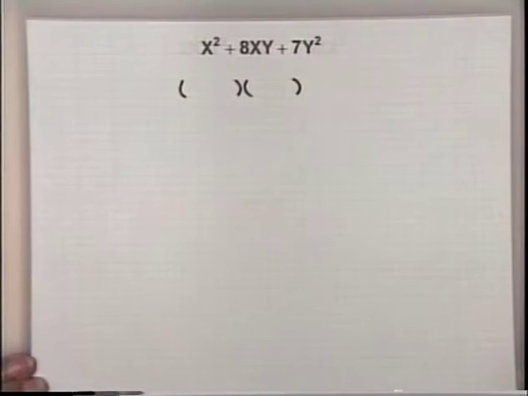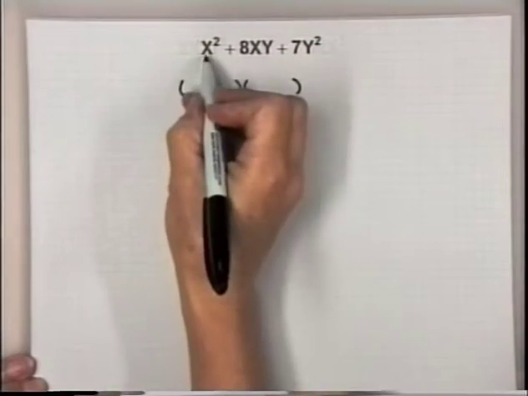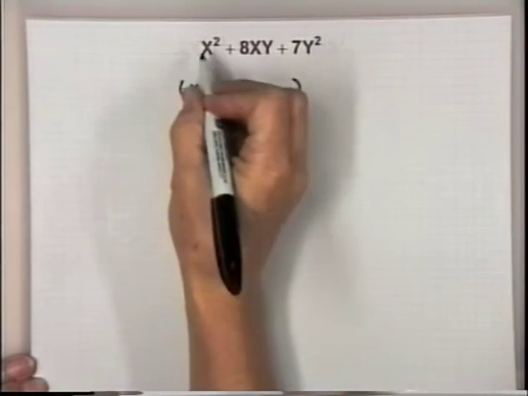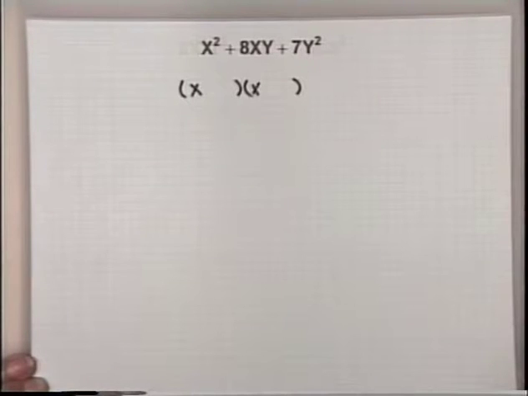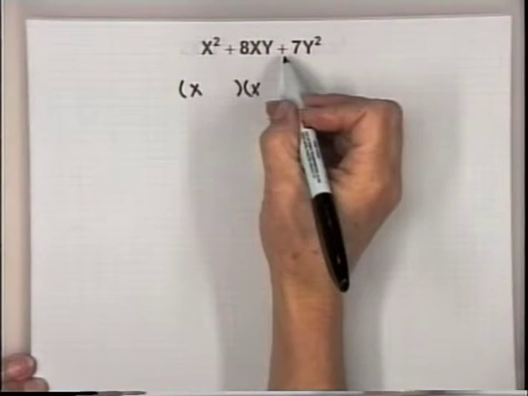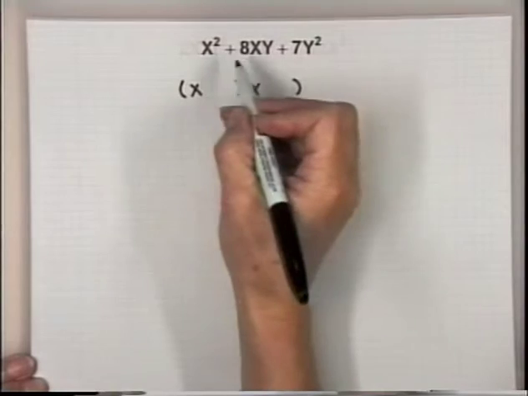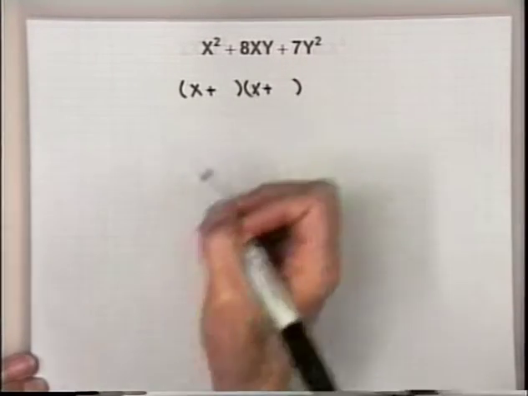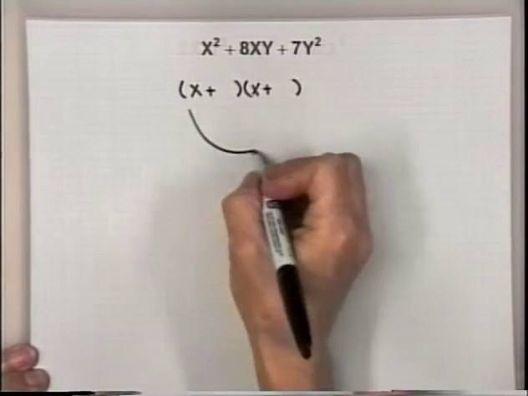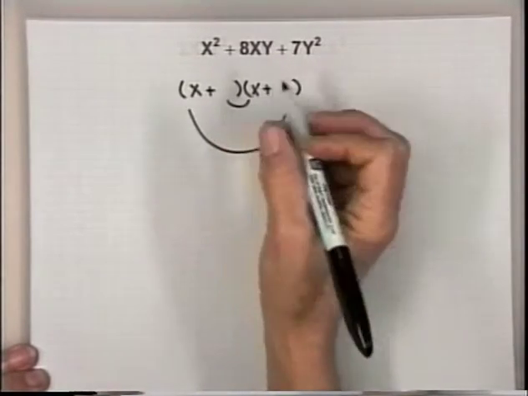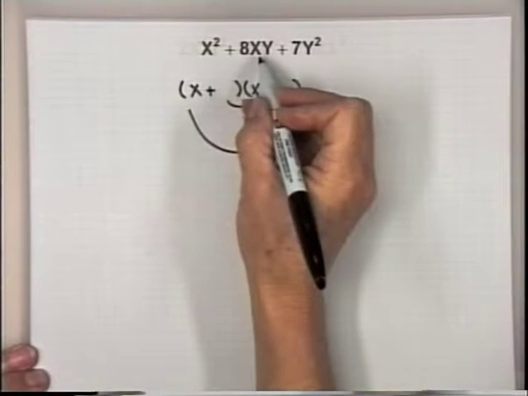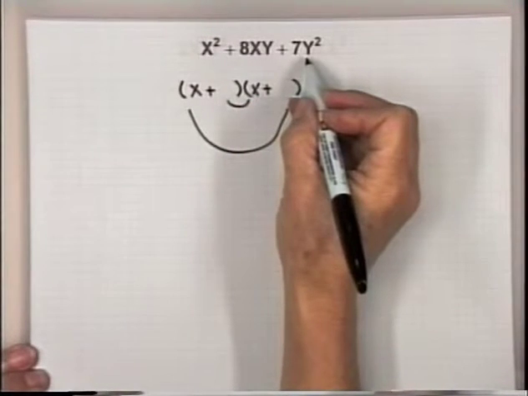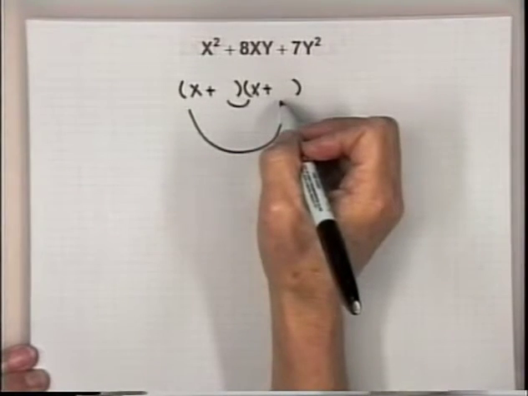Since there's not a common factor, we will start by looking at our first term. That needs to be x times x for our x squared. Since our third term is positive, we will have like signs, both positive due to that middle term. So let's put those signs in. Our outside and inside product needs to add to 8xy, and we need factors of 7y squared for these positions.